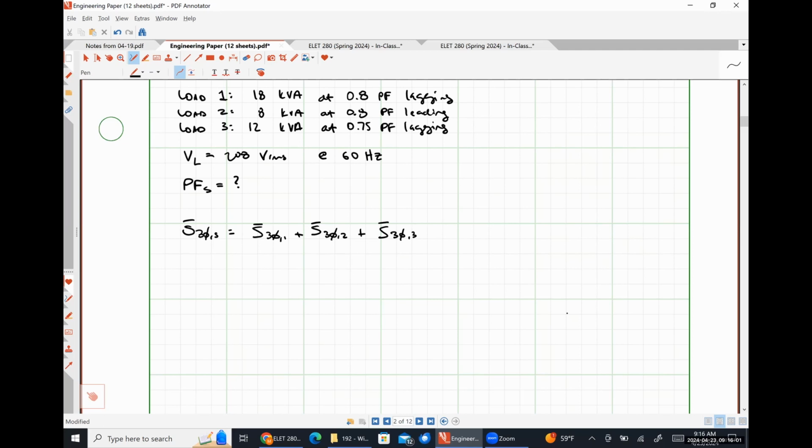So you've made a mistake. So you said 18 over 0.8. The reason why I say you're making a mistake is because we already have apparent power, so we don't need to divide by the power factor. We only divide by power factor when we have average power. How can we tell the difference between if we're given average power or apparent power?